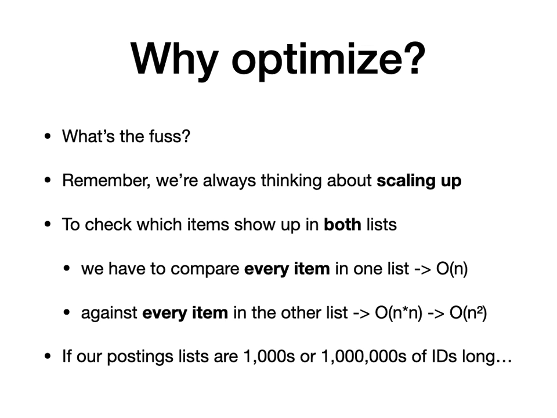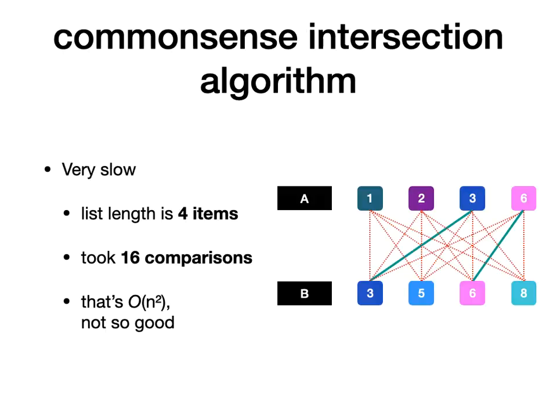Because when we scale up, we need to think about how to keep things workable so they don't blow up in terms of the processing wasted. So again, this algorithm is very slow. For a list of length 4, there were 16 comparisons. Big O of n squared, not so good. It's not the worst it could be. It could always be exponential or something. But big O n squared is not where we would really like to be for something we're going to do as frequently as comparing these lists.